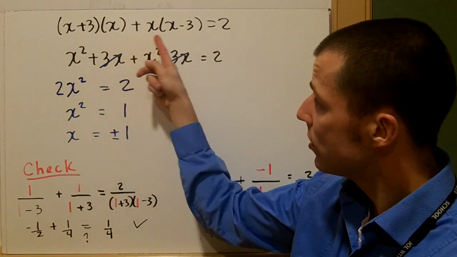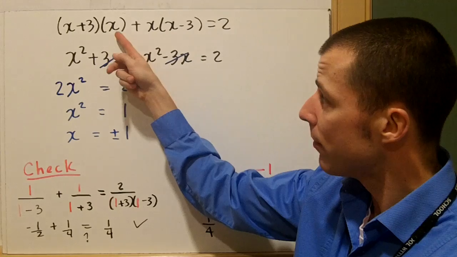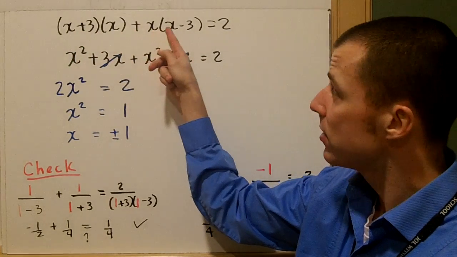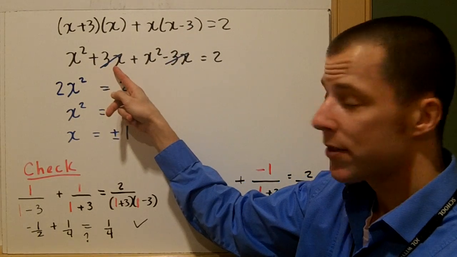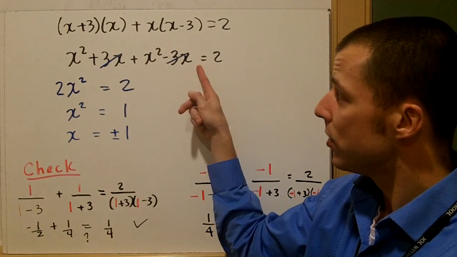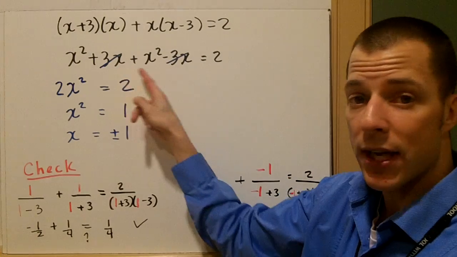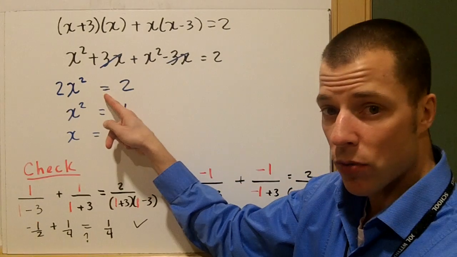So I rewrote the equation up top here. It's the same one we saw. And now we apply the distributive property. Distribute the x to this x and the 3. Distribute the x to the x and the minus 3 here. And we're left with x squared plus 3x plus x squared minus 3x, and that's equal to 2. And notice how we have additive inverses here. So I cancel those out. So I'm left with 2x squared equals 2, and this is just a regular equation.